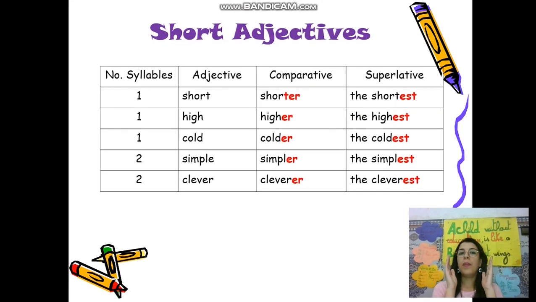Here I'm going to make it clear for you, my dears. As you can see here, we have the number of syllables, the adjective, the comparative, and the superlative. We have one syllable or two syllables, so they are short. Short becomes shorter, the shortest. High, higher, the highest. Cold, colder, the coldest. Simple, simpler, the simplest. Clever, cleverer, the cleverest.